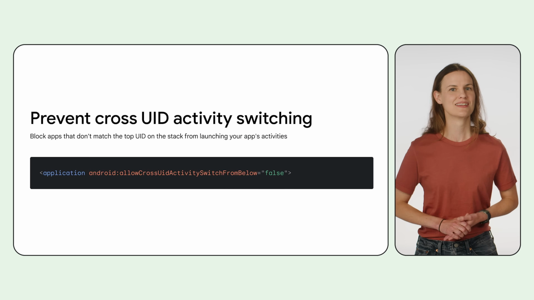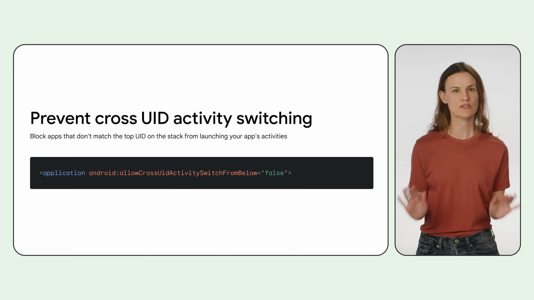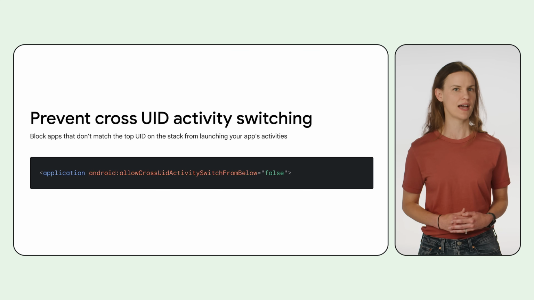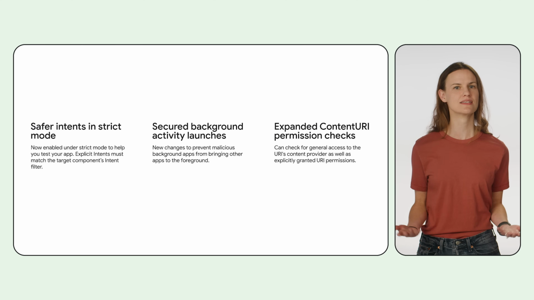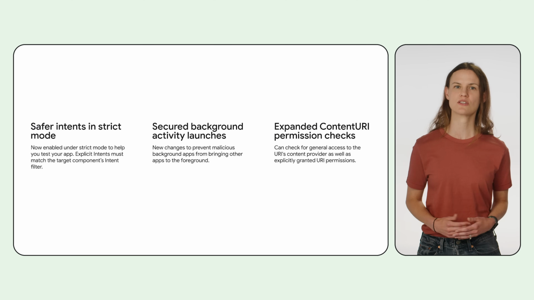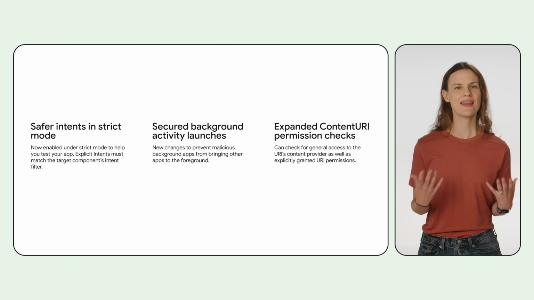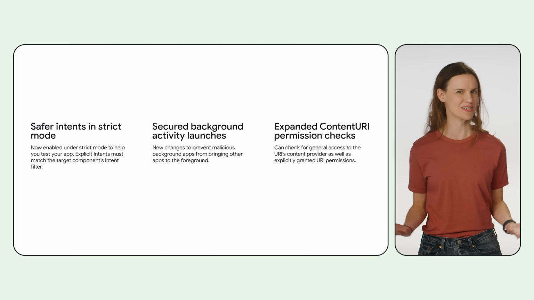Android 15 adds an opt-in flag that blocks apps that don't match the top UID on the stack from launching activities. In addition, the platform supports safer intents in strict mode, adds more changes to secure background activity launches, and adds expanded content URI permission checks.